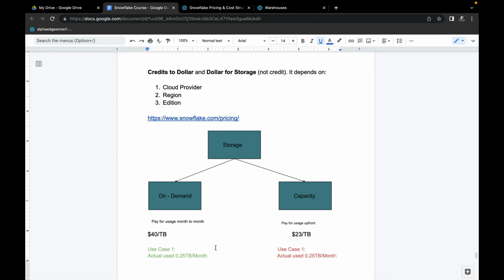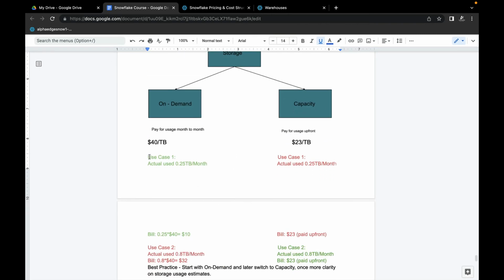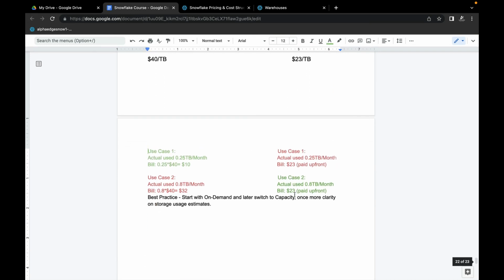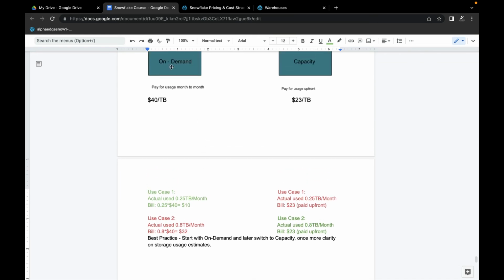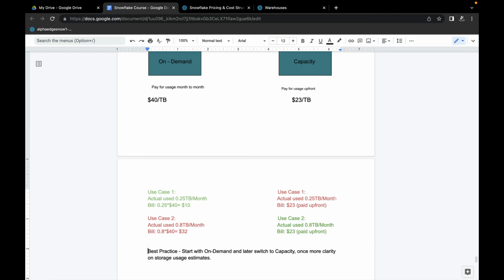Let's understand this more with examples so that you know what exactly I'm talking about. Let's take the example of on-demand first. In use case one, you go for on-demand, and at the end of the month you found that you have used only 0.25 terabyte of storage. Your bill will be 0.25 multiplied by 40, which is $10. But for capacity, you have paid $23 upfront and used only 0.25 terabyte. So in this case, on-demand was better because your usage was a little less.